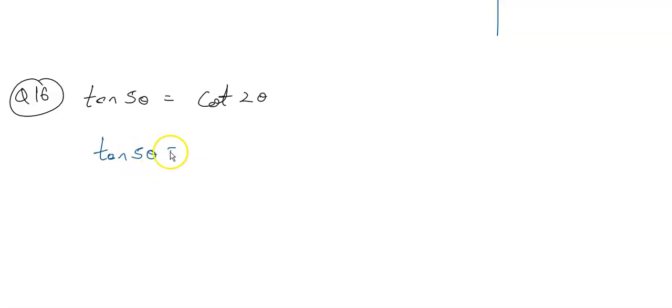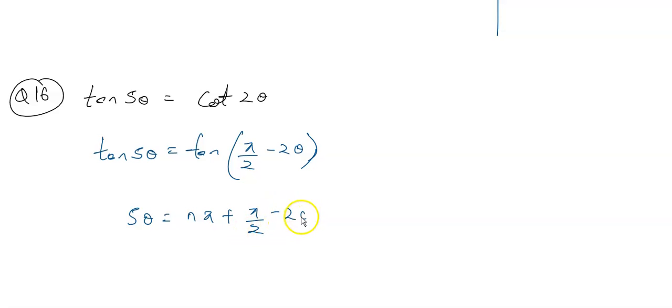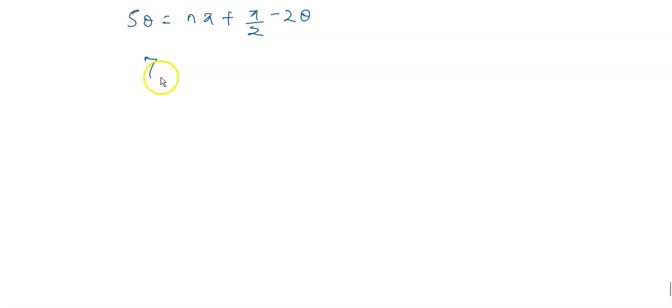Next question, question number 16. General solution of tan 5 theta is equals to cot 2 theta. So we can convert the cot in terms of tan. So we can write tan 5 theta is equals to tan of pi by 2 minus 2 theta, since tan of pi by 2 minus theta is cot theta. Now we can write the general solution for this, which would be 5 theta is equals to n pi plus alpha, which is pi by 2 minus 2 theta. Fine. So this is 7 theta is equals to n pi plus pi by 2. This gives me theta is equals to n pi by 7 plus pi by 14. So this is the answer.